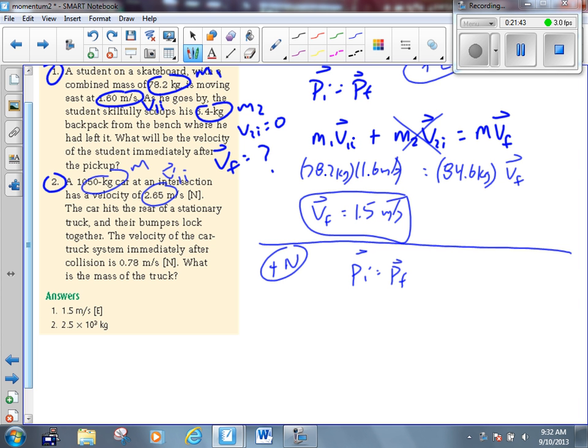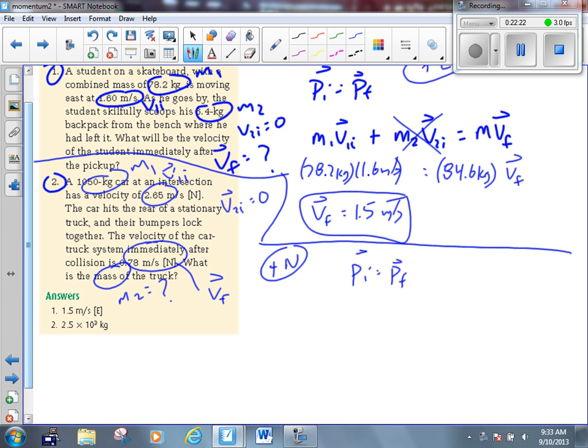The truck, we don't know what the mass of the truck is. We're going to call that M2, whatever it is we're looking for. But we do know that V2I is 0 because the truck was at rest at the stop sign. And we got another velocity here. What's this going to be? VF, not V1F, not V2F. They're going off as one object after the collision. So we're just going to call it VF.